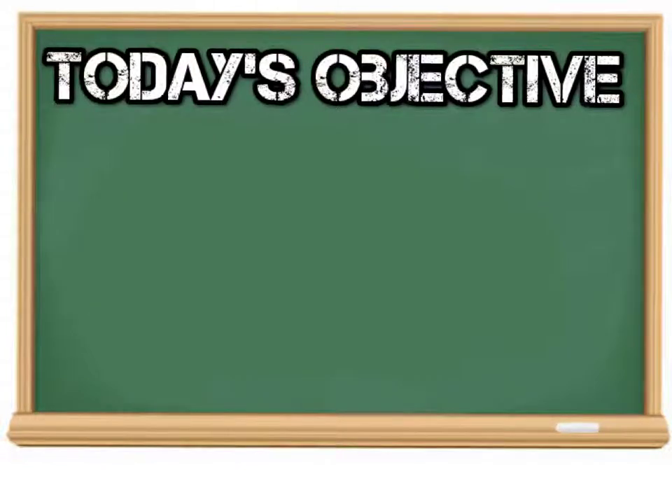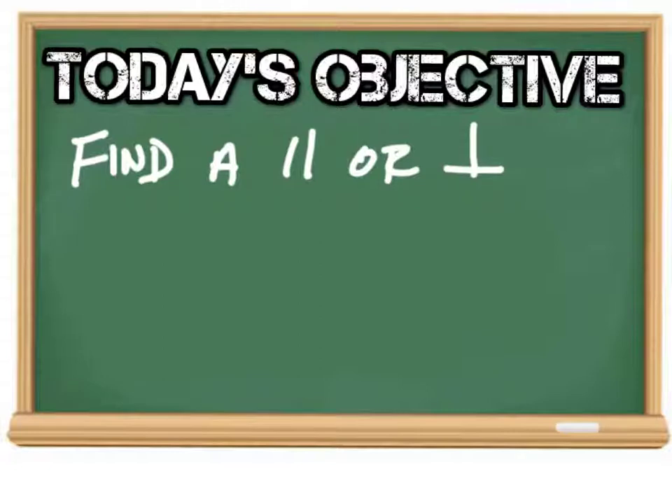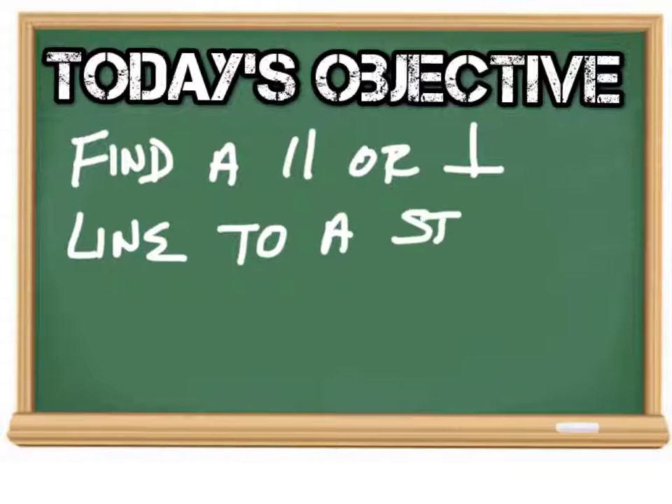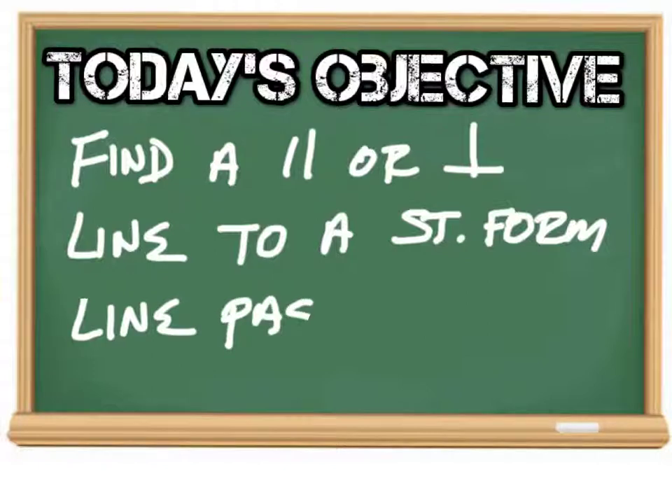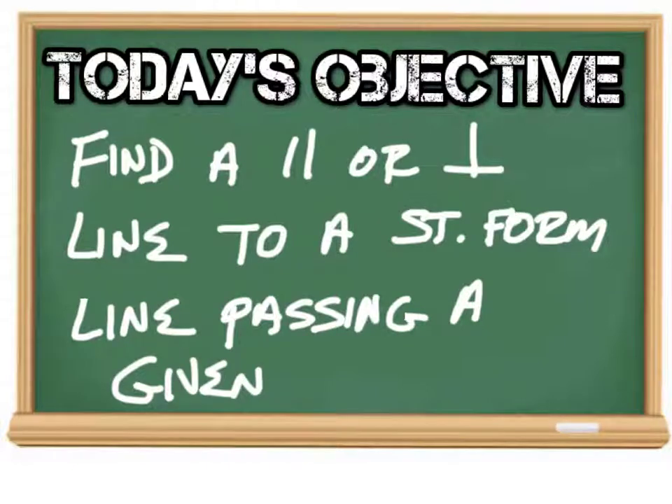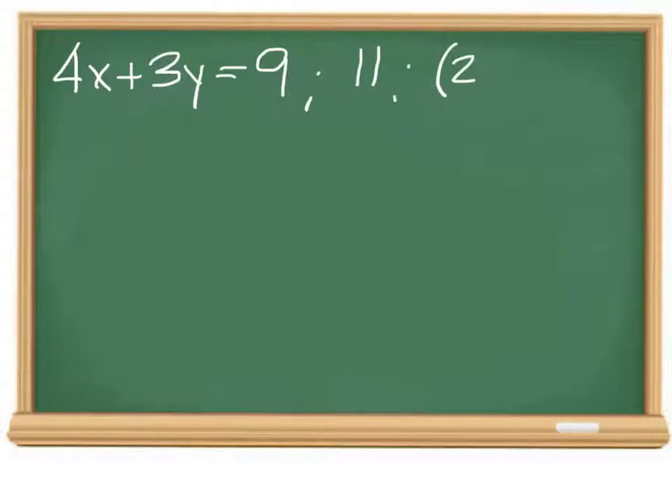The objective today is to find a parallel or perpendicular line to a standard form line and passing through a given point. The problem in this example is 4x plus 3y equals 9. You're looking for a line that is parallel to it and passing through 2, 5.